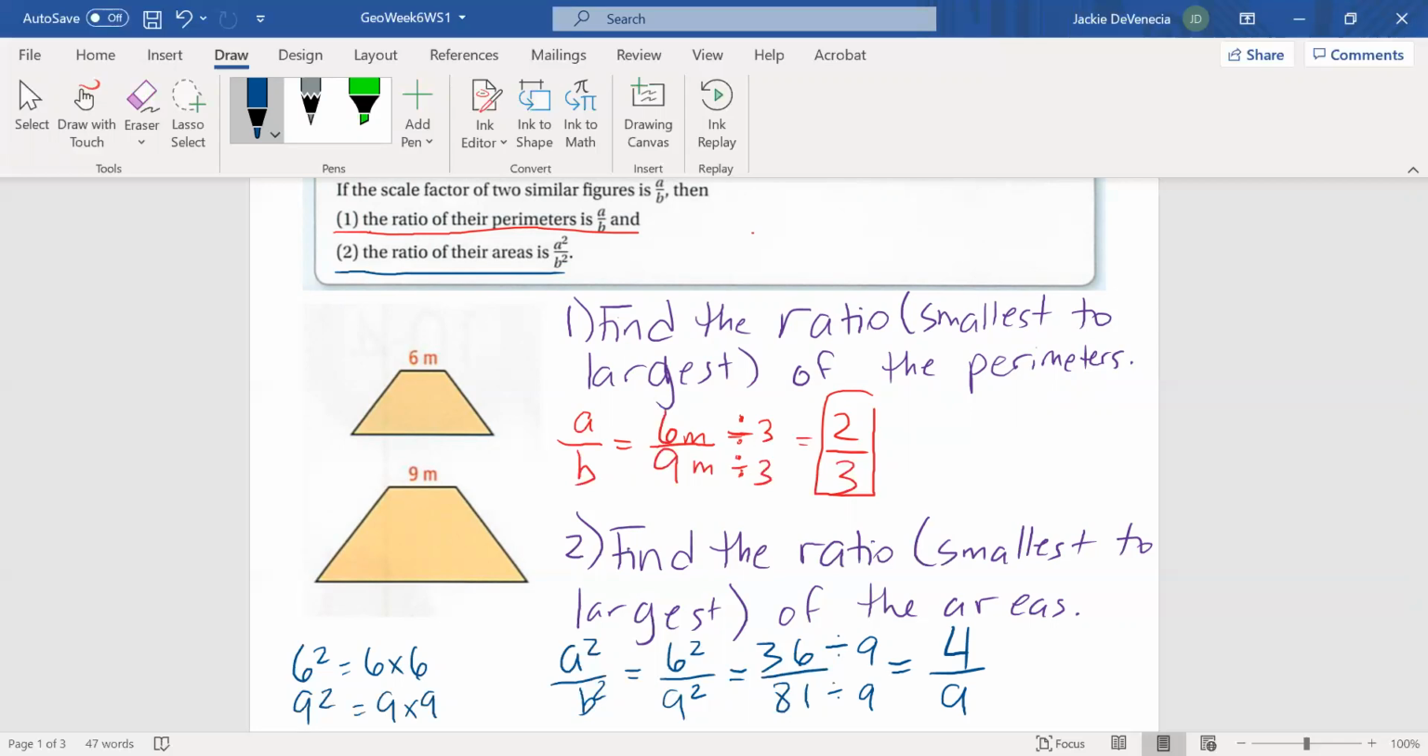This is now in simplest form, because 4 and 9 don't share a common factor other than 1. If I divide both by 1, I'm going to get the same number. So this is going to be my final answer, 4/9. Okay, and this was just a quick little video of how to find the ratios of areas and perimeters. We're starting off small so that we can work our way to more complex topics.